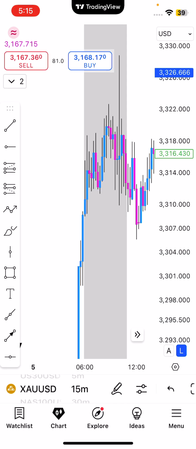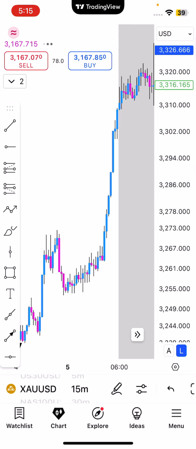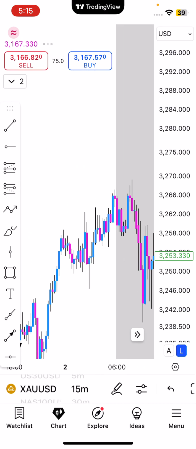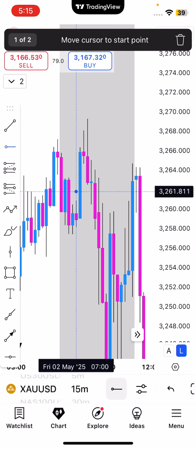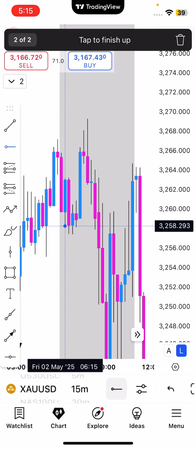Nothing here. Personally, when I see this huge push up, I would rather stay away from it. So here I would be looking for sells, looking for sells. This is the breakout level here.